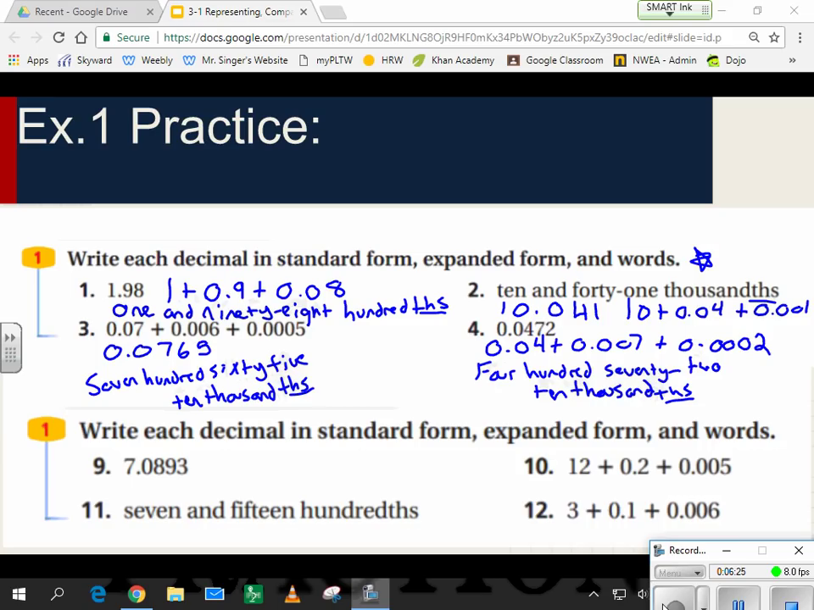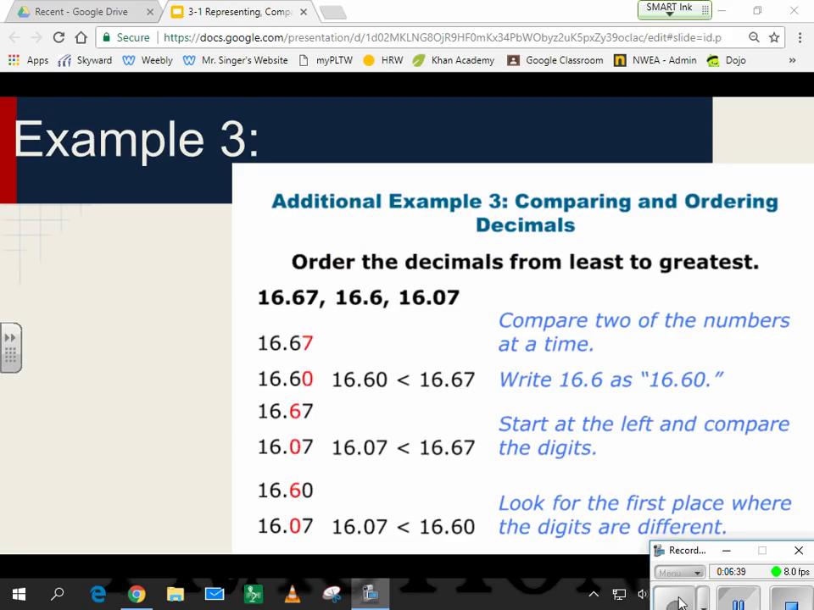So for 3 and 4, neither of them had a whole number, so we didn't have any number and then the word and. So they all just started that way. You can see all you have to do is write the number, and then what's the last place value. So you can see I skipped practice 2 and example 2, but really it's the same thing as example 3, practice 3. So we're going to break it down a little bit like this.